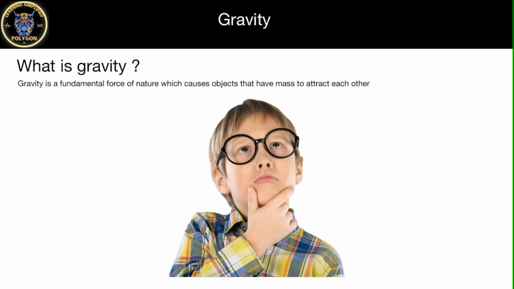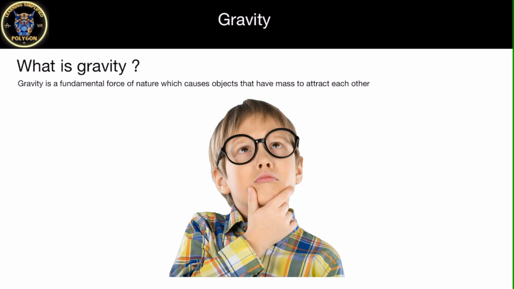What is gravity? Gravity is a fundamental force that exists naturally in our universe. Its effect causes objects that have mass to attract each other. It's a relatively weak force, but it gets quite strong when the masses involved are large. So, what do we mean when we say objects that have mass attract each other?